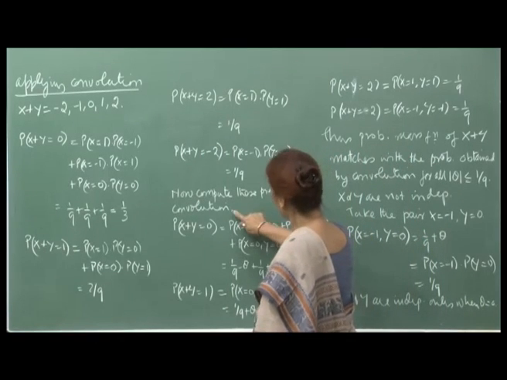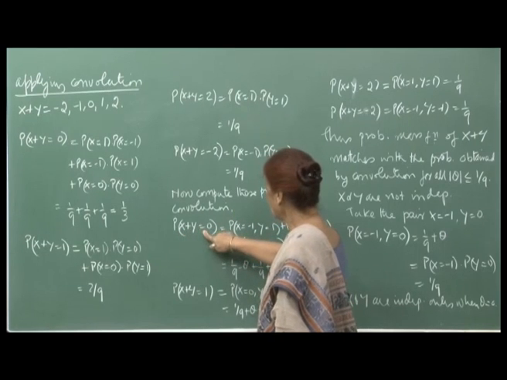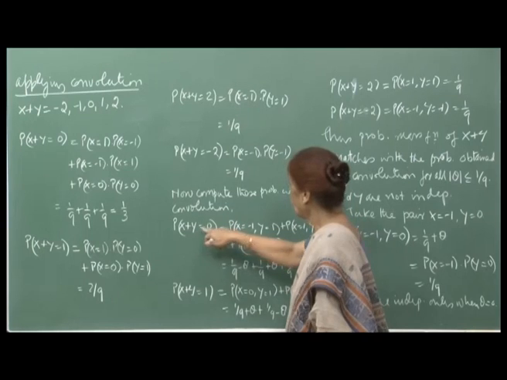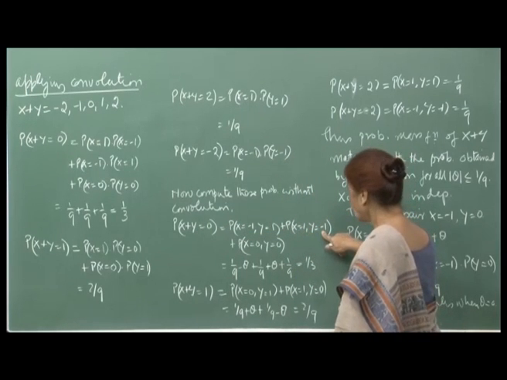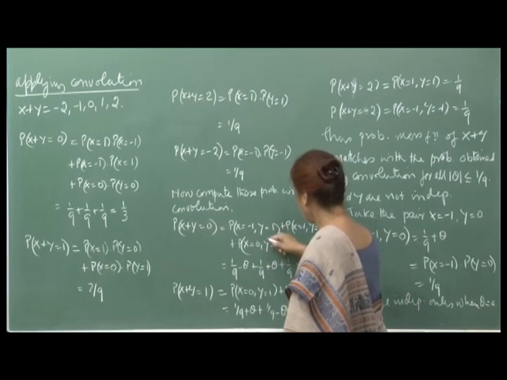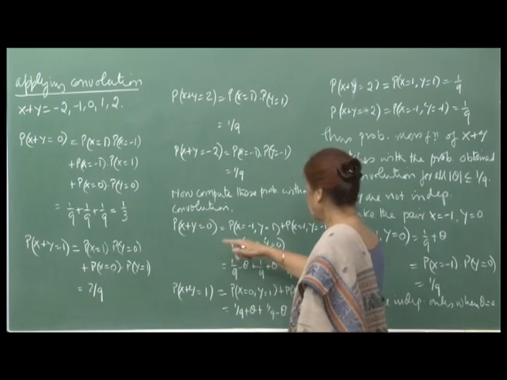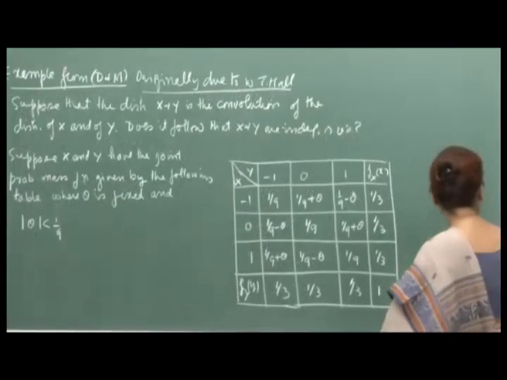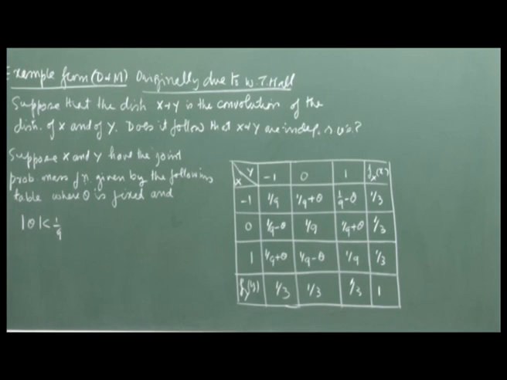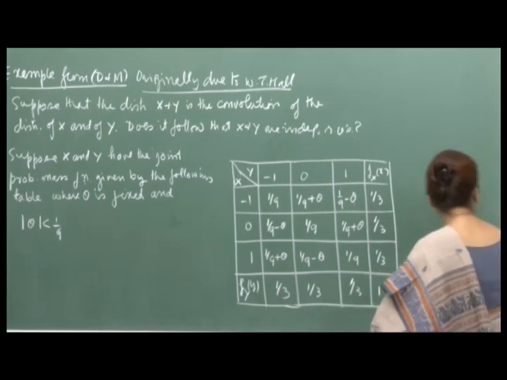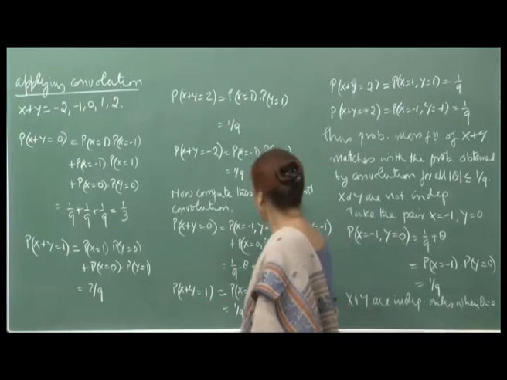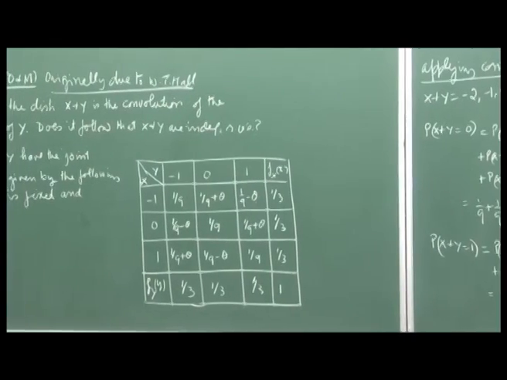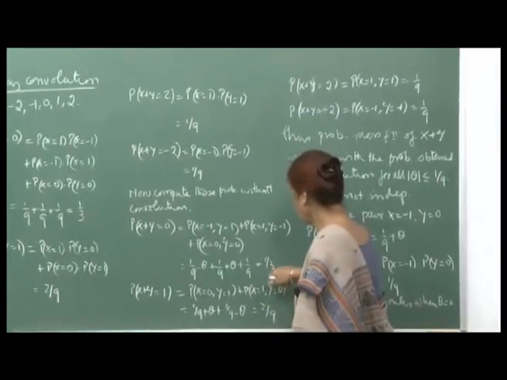Now we compute these probabilities without convolution. For example, probability x plus y equal to 0 will be probability x equal to -1, y equal to 1, all pairs that make up x plus y equal to 0, plus probability x equal to 1, y equal to -1, plus probability x equal to 0, y equal to 0. From the table we can see that -1, 1 is 1 by 9 minus theta, and 1, -1 is 1 by 9 plus theta, and then 0, 0 is 1 by 9. So, this adds up to 1 by 3, as theta and minus theta cancel out. This is 3 upon 9, which is 1 by 3.